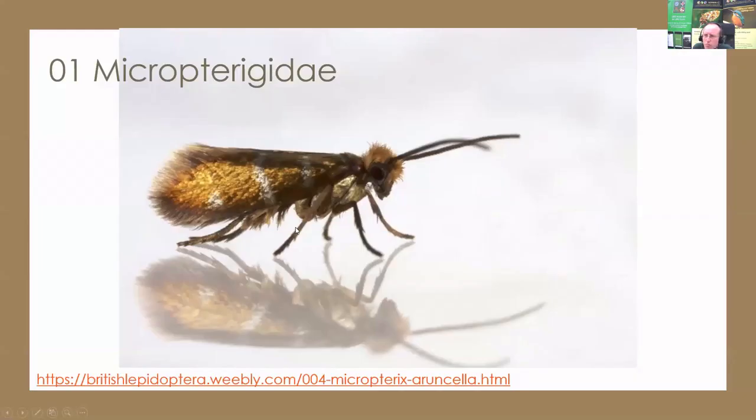So the most primitive of all the micros are the Micropterigidae. These are day-flying species. They actually eat pollen rather than supping on nectar. They're very small, with a wingspan of less than 1 centimetre. And in this family, the Micropterigidae are all covered by Stirling and Co.